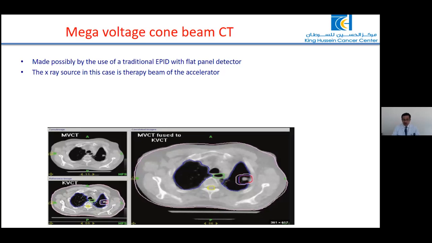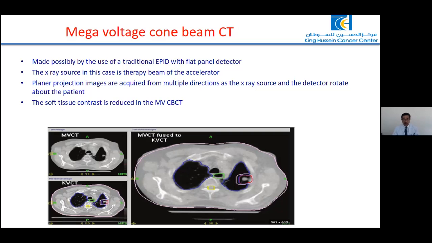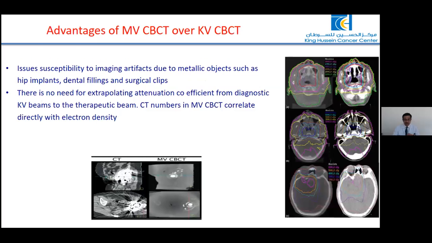While in the megavoltage cone beam, it's made possible by the use of a traditional EPID with a flat panel detector, and the X-ray source in this case is the therapy beam of the accelerator. Now, the planar projection images are acquired from multiple directions as the X-ray source and the detector rotate around the patient. The soft tissue contrast is reduced in the MV CBCT as you can see here.